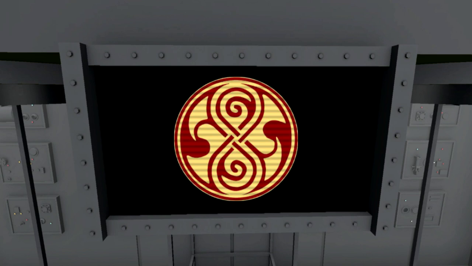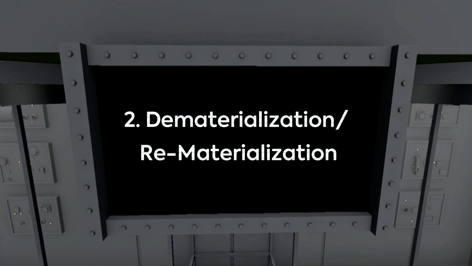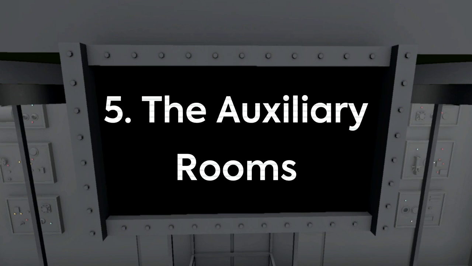This tutorial will outline the basic functions of a TT capsule, or as I will be referring to it for the rest of this guide, a TARDIS, including the most basic apparatus on the main console, dematerialization and rematerialization procedures, the outer plasmic shell and the chameleon circuit, as well as the various auxiliary rooms.